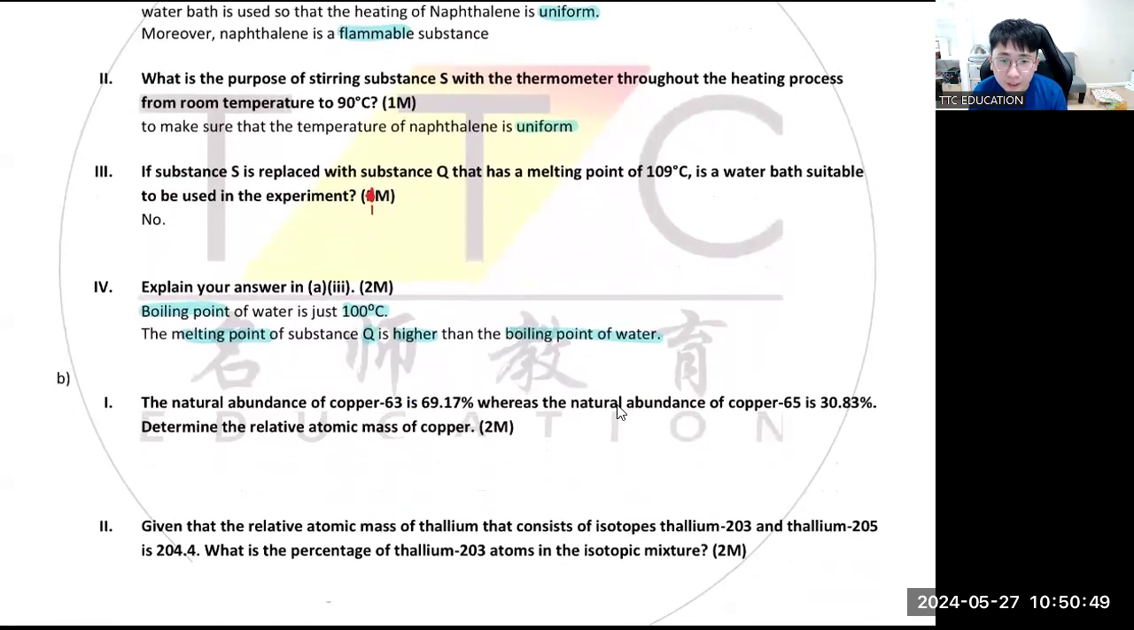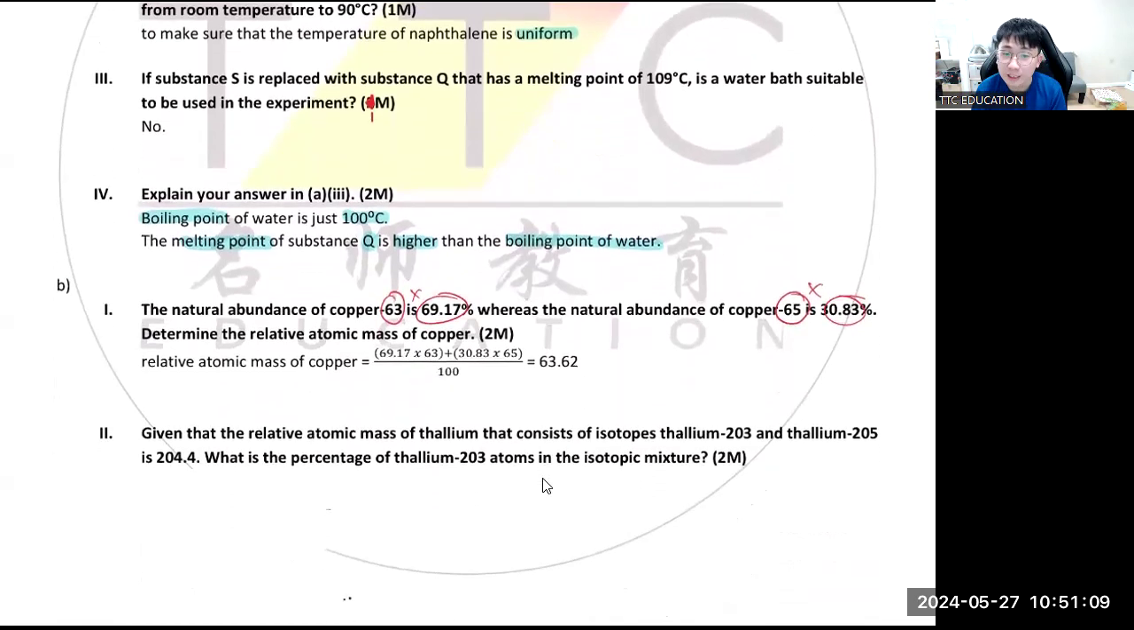Okay, and then going on, the natural abundance of copper is 69.17%. So guys, same as just now. Here you have the percentage and the atomic mass. Multiply atomic mass by percentage, and divide by 100. I think this one is a similar question. Just do the same, divide and look for the average. It's fine, that's easy.